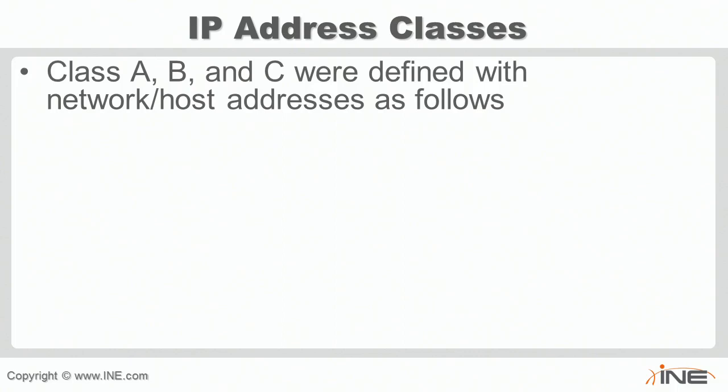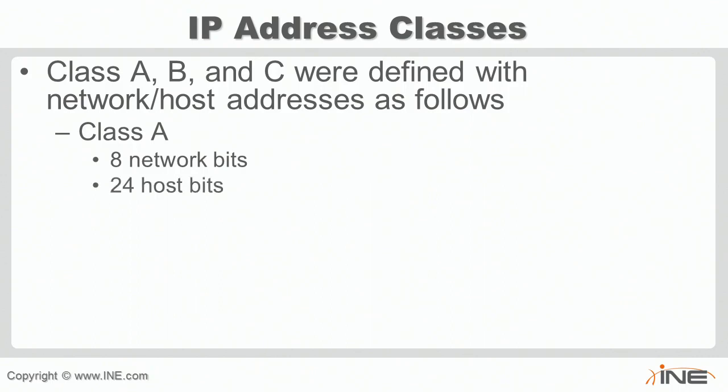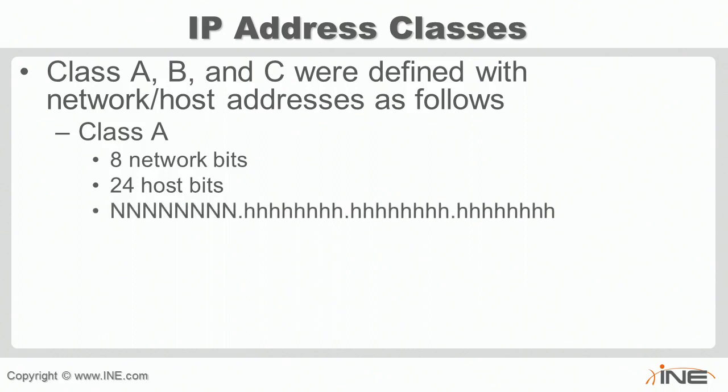Now, originally the idea behind this is that the class A, B, C, and D were going to be subdivided so that a class A network would always have the first octet, or the first 8 bits, assigned to the network. This means that there's 24 bits left over for the host address. So when you look at this in dotted decimal format, it would mean that the first number is always the network number, and then anything after that could be any of the host addresses.